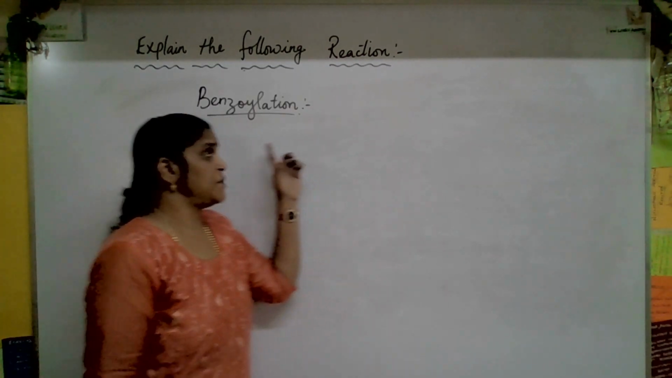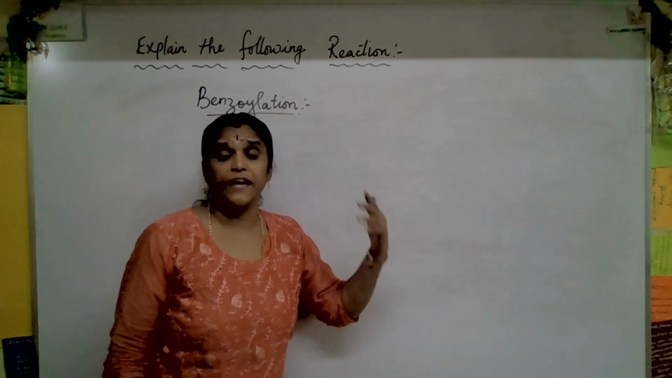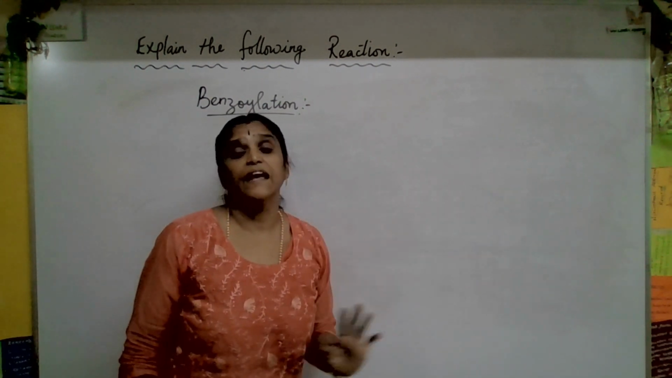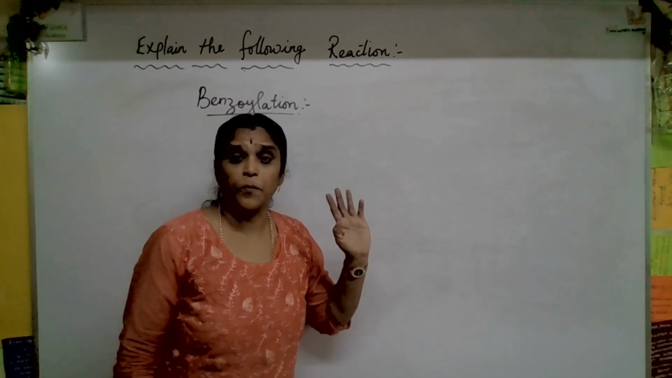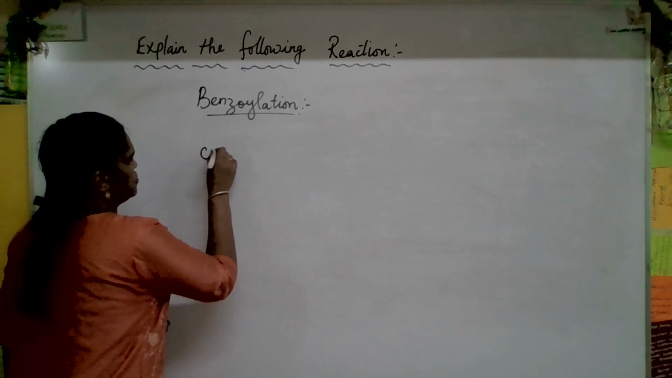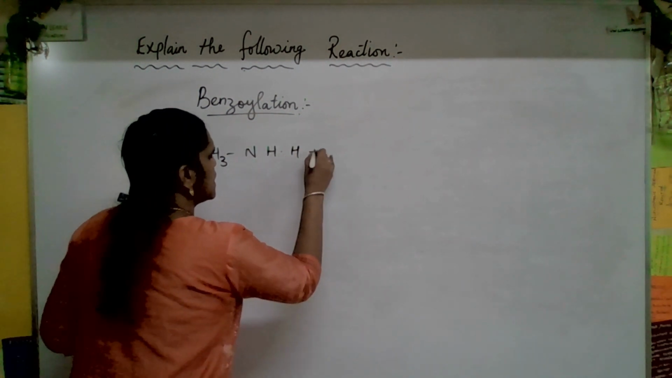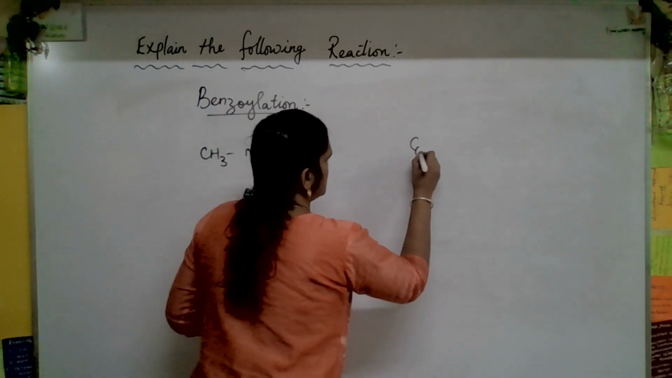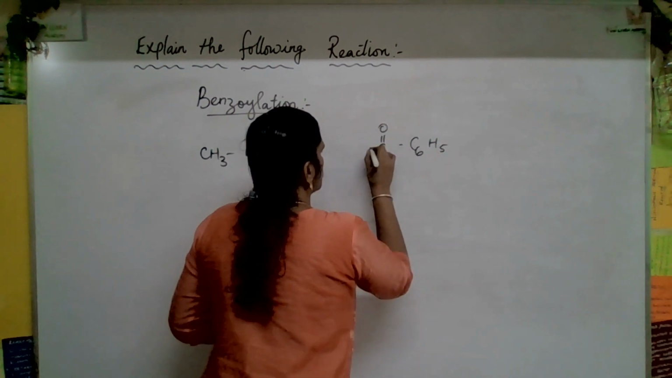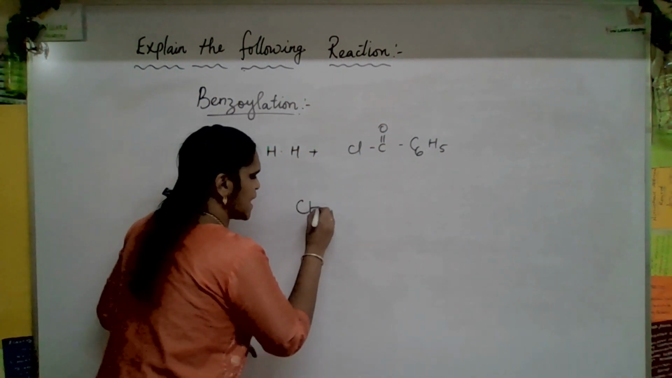The next question: benzoylation. What is benzoylation? Benzoyl chloride reacts with an amine in the presence of pyridine, and you are getting an N-substituted amide compound. That is called benzoylation. Now CH3NH2, the active hydrogen, combines with C6H5C double bond O Cl. This is benzoyl chloride, which is actually an acid chloride.